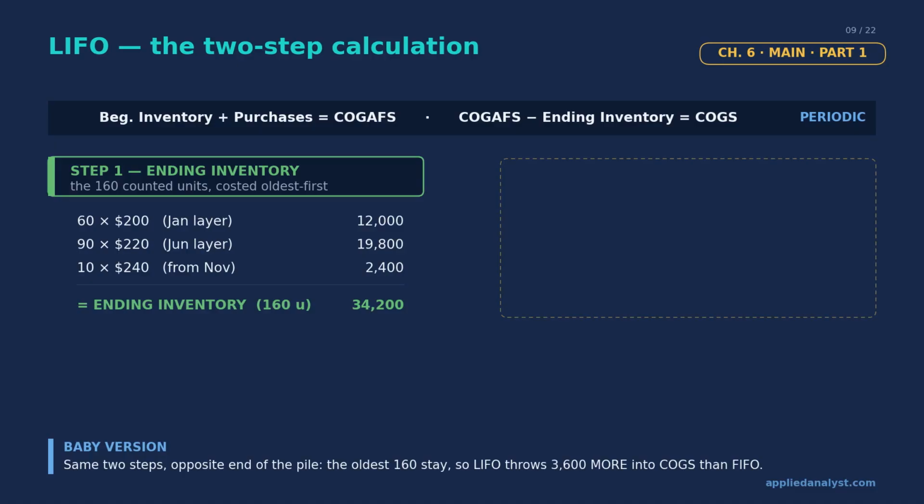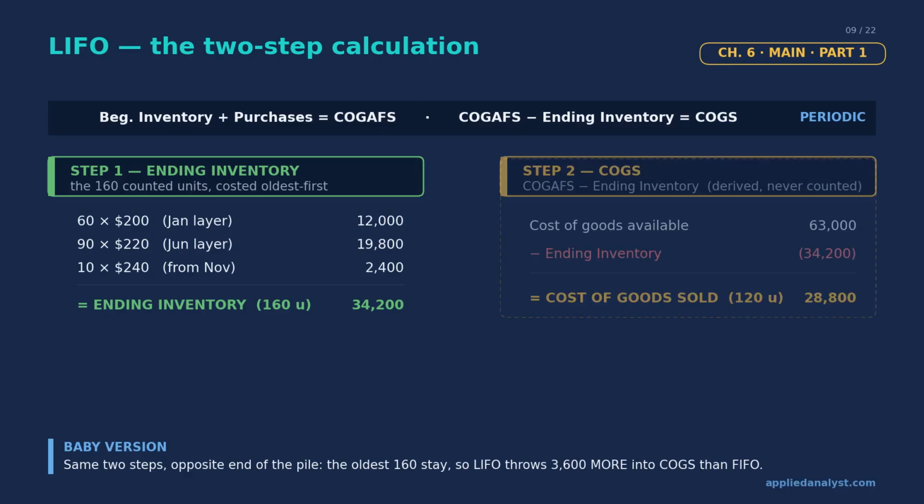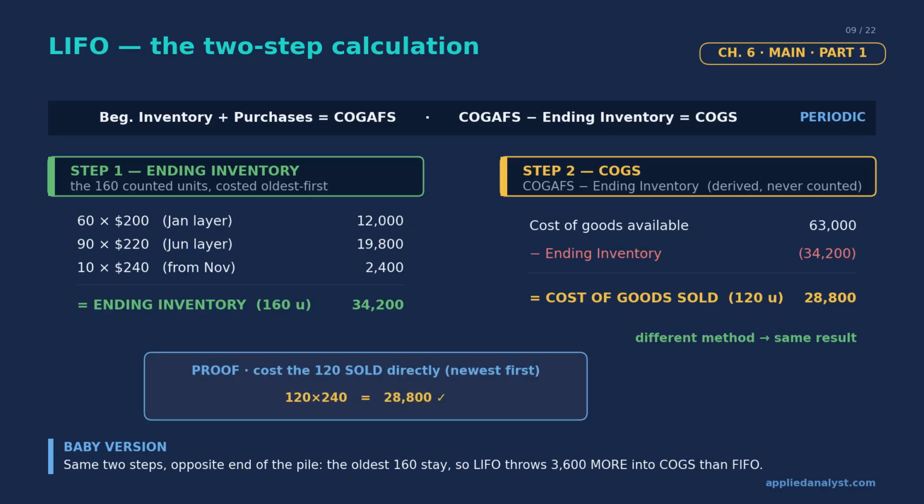60 January units at 200, that's 12,000. 90 June units at 220, that adds 19,800. And 10 from November at 240, which adds 2,400. Ending inventory, 34,200. Step 2. The subtraction. 63,000 minus the 34,200, cost of goods sold, 28,800. Proof. Newest first, all 120 sold fit inside the November layer. 120 units at 240, which comes to 28,800.